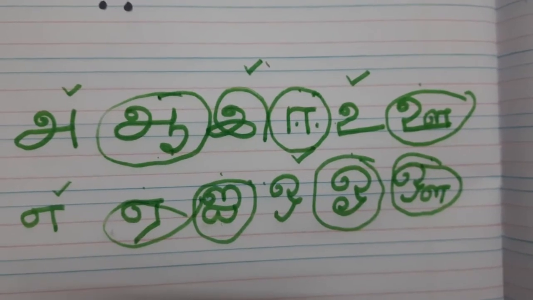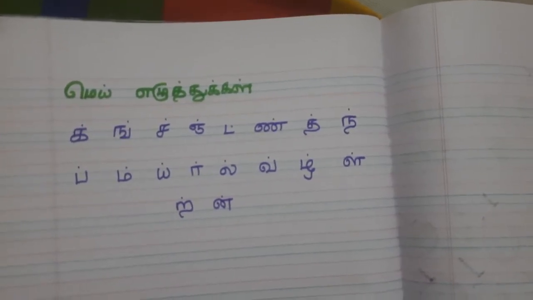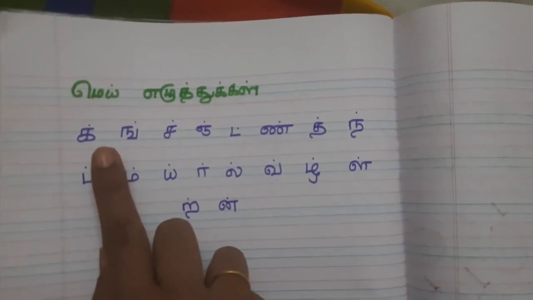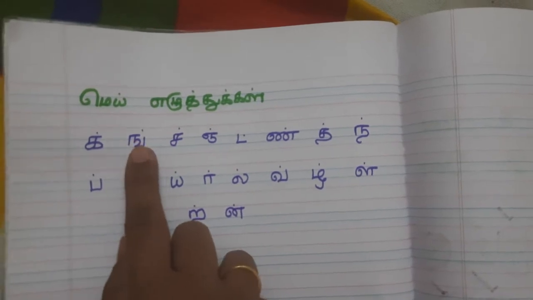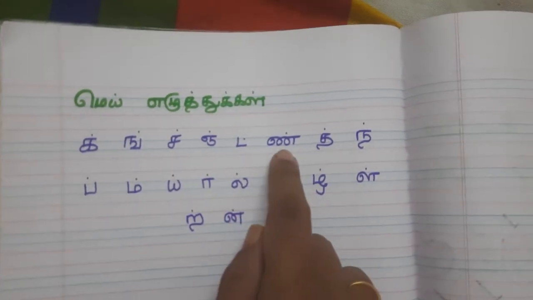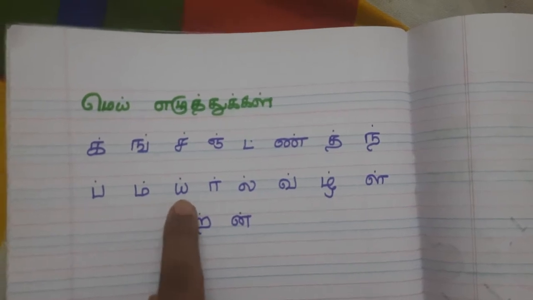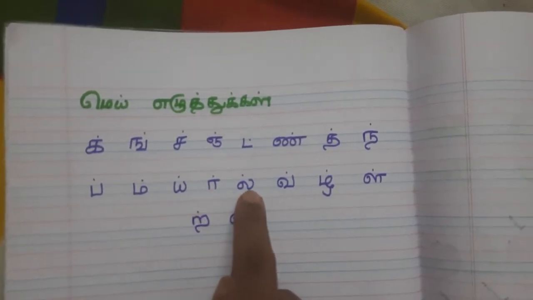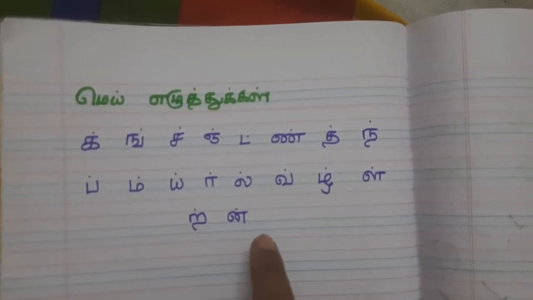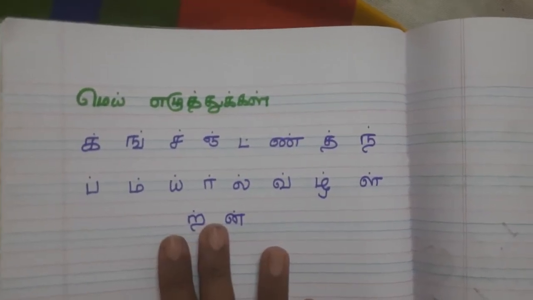Let's move on to the next step. Now let's see the next set of letters, which is Mei Eluthukkal. The count is going to be 18. Let me pronounce each letter. Ik, ing, ich, inj, it, in, it, ind, ip, im, i, ir, il, iv, il, ir, in. These 18 letters are called Mei Eluthukkal.